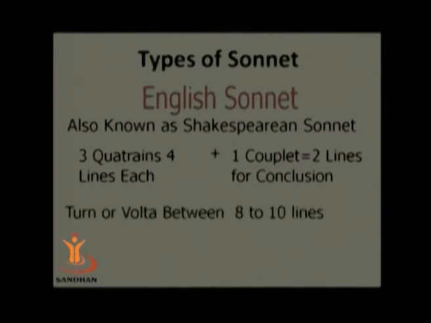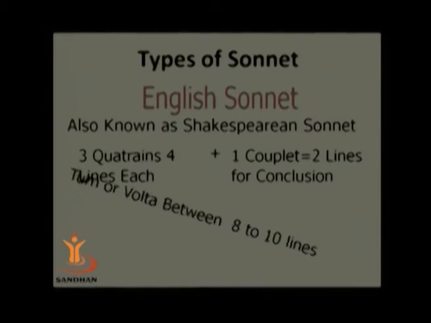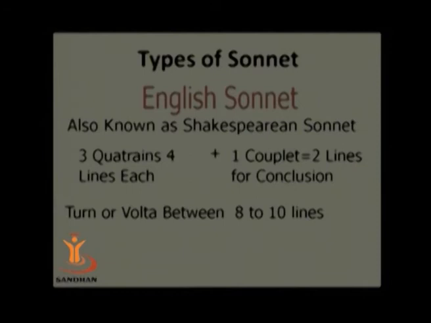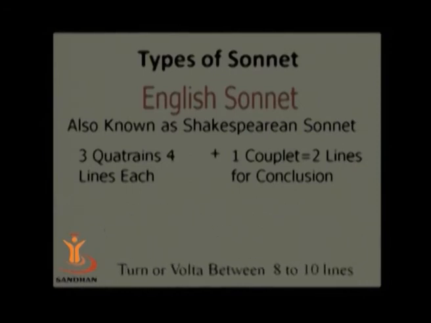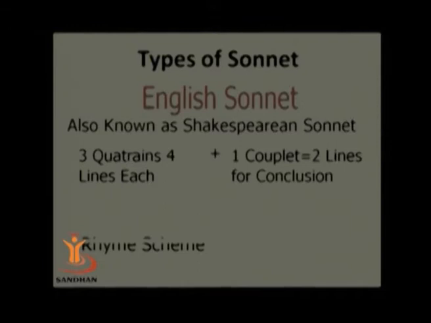The turn or volta is again essential in the Shakespearean sonnet as well, because it is an essential characteristic of a sonnet. The turn or volta generally appears between 8 and 10 lines, even in a Shakespearean sonnet. But then the Shakespearean sonnet differs largely due to its last couplet, which tries to sum up or conclude the entire development of the idea in the above 12 lines.